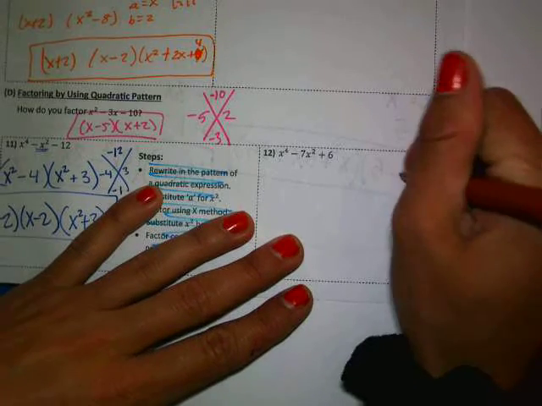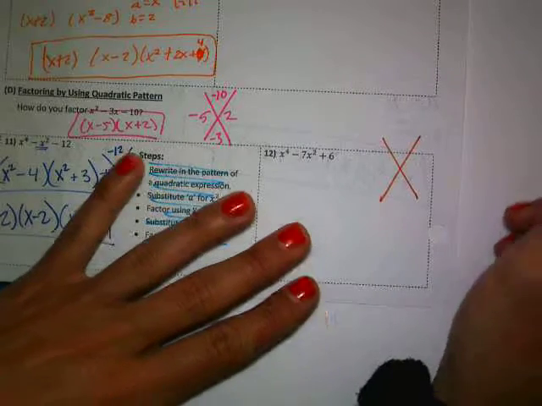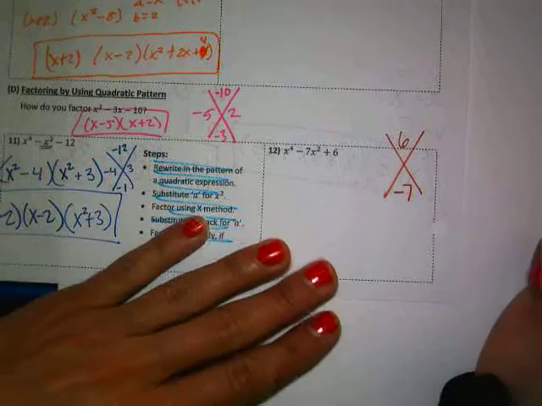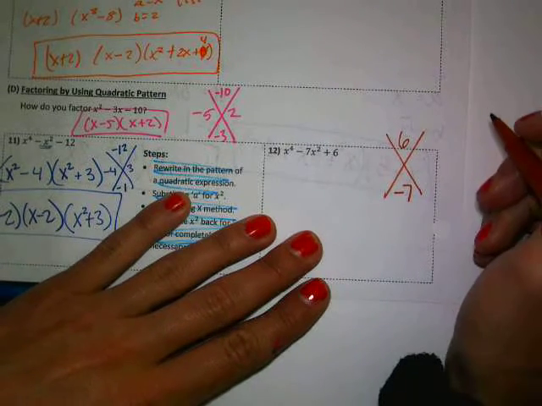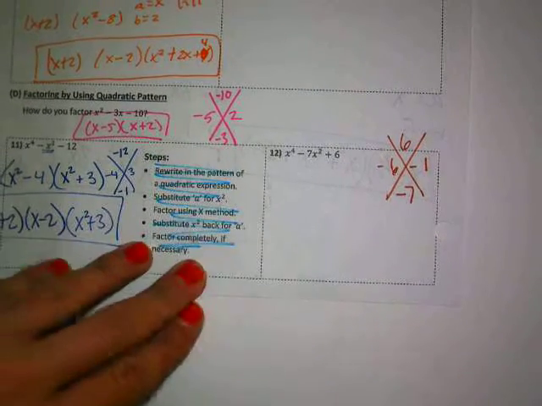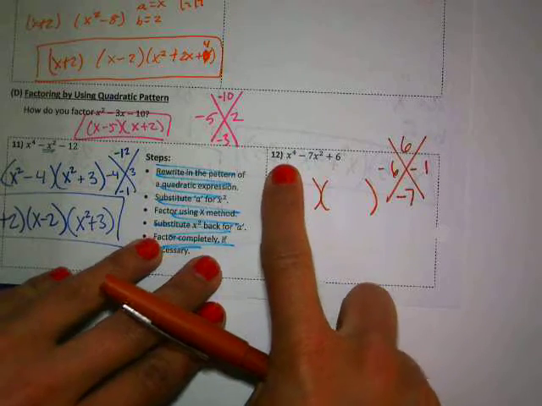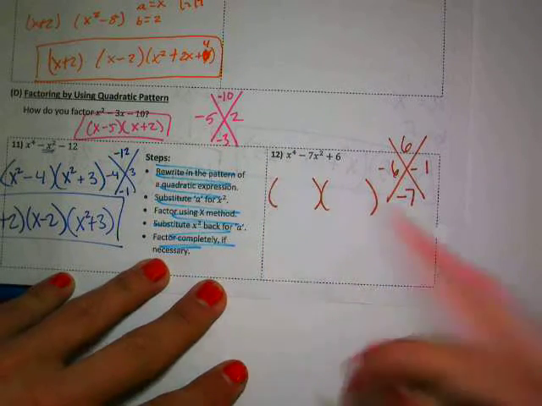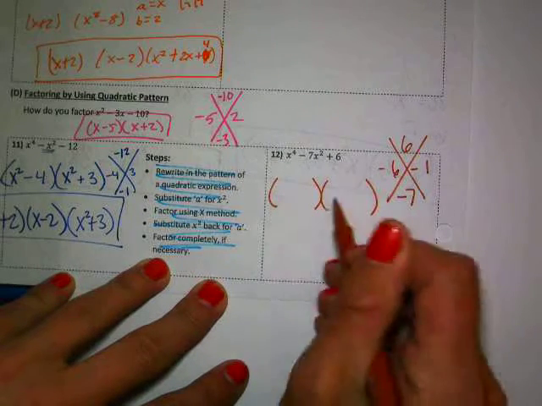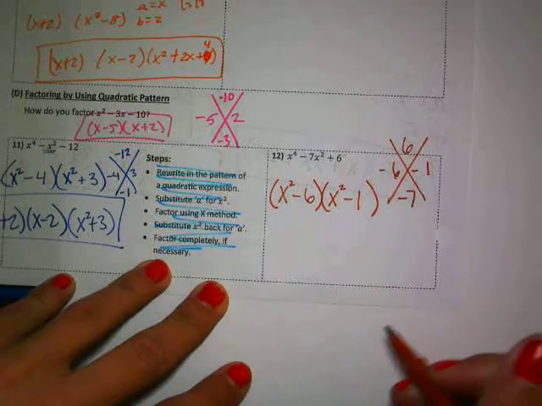No. All right. Let me just do number 12 real quick. So on number 12, I want two numbers to multiply to give me 6, but add to give me negative 7. 6 and 1. And then they're going to be negative because I need it to be a negative 7. All right, so the only difference on these, because it's an x to the 4th, is what goes right here and here? x squared. So I have x squared minus 6, x squared minus 1.